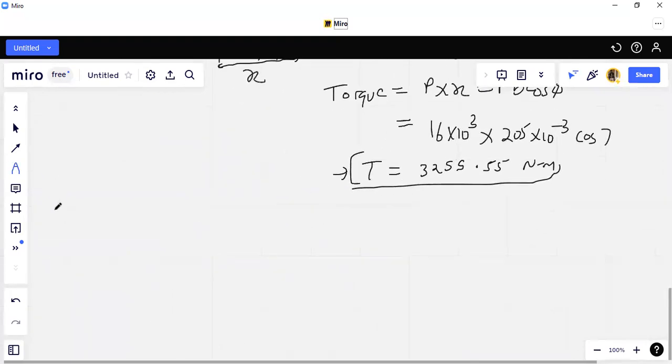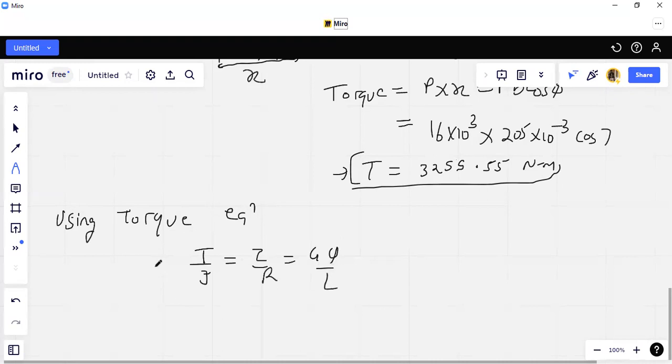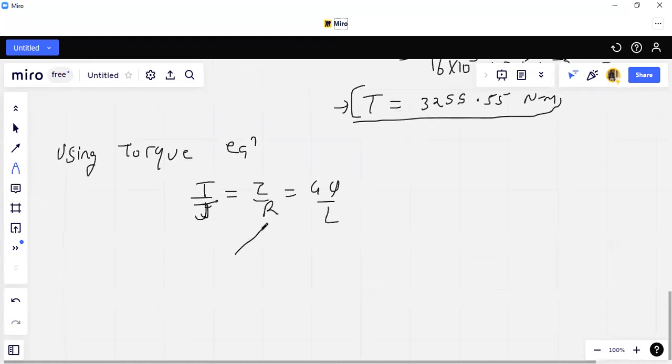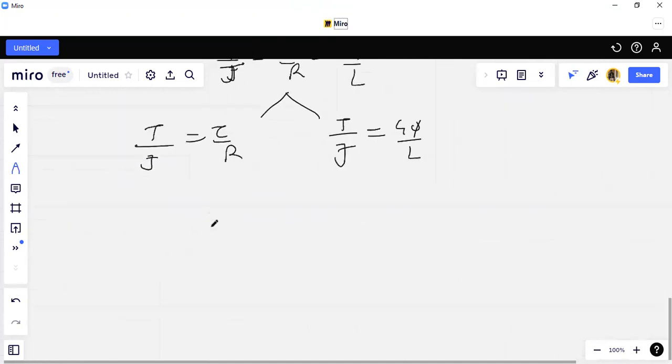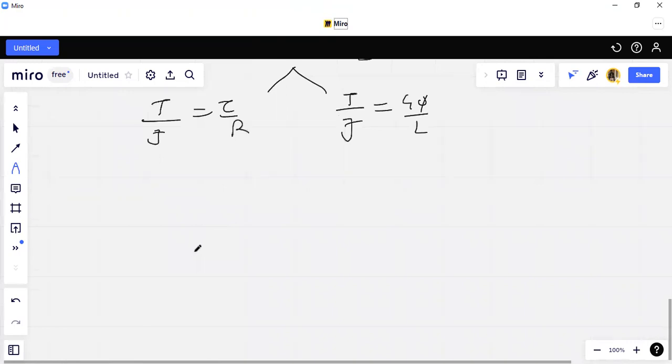Now write the torque equation. The torque equation is T by J is equal to tau by R is equal to G phi divided by L. Now we can write this equation in two ways. First, we can take the first two terms, T by J is equal to tau by R, and in the second case we can use the other two terms, T by J is equal to G phi by L. So these are two ways, and we have to calculate the diameter of this shaft BC.